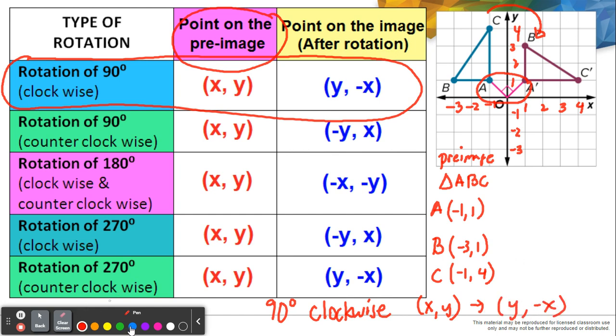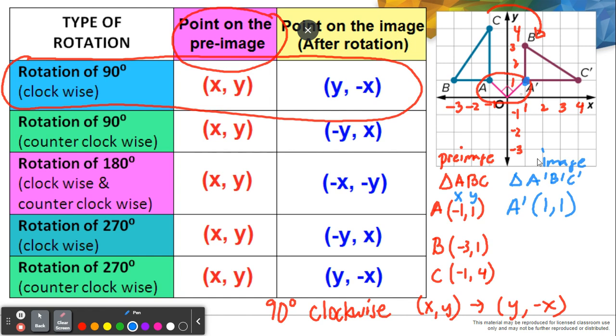So for the ordered pair of our image, triangle A prime, B prime, C prime, we're going to follow this one: y, and then negative x. Remember in our pre-image, this is x, this is y. So for A prime, we copy y, which is 1. And then for negative x, we take the opposite of x. If it's negative, it will become positive. If it's positive, it will become negative. So you have negative 1, it will become positive 1. And as you can see in our rotated image here, this is our A prime, and that is 1 and 1.